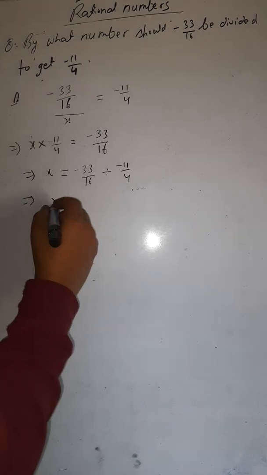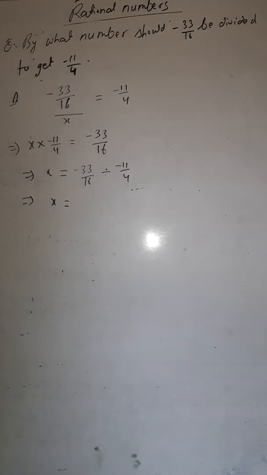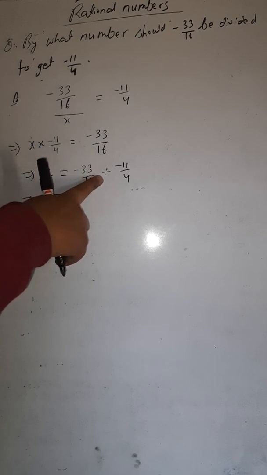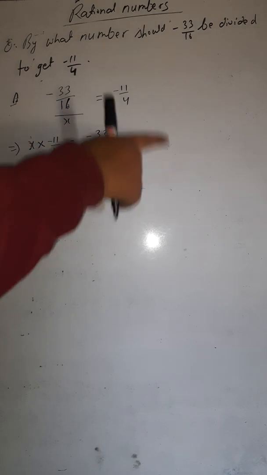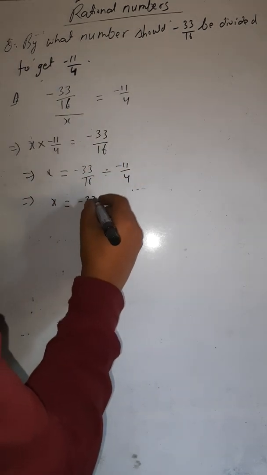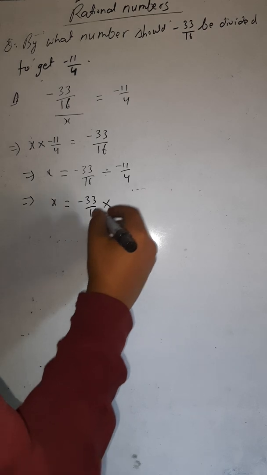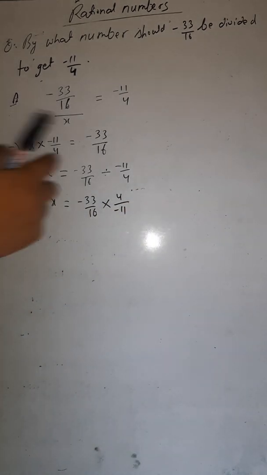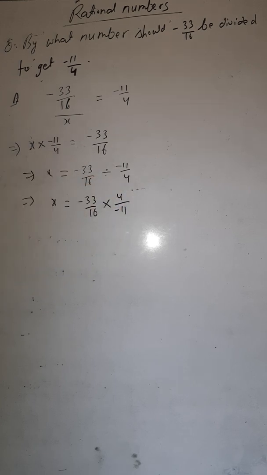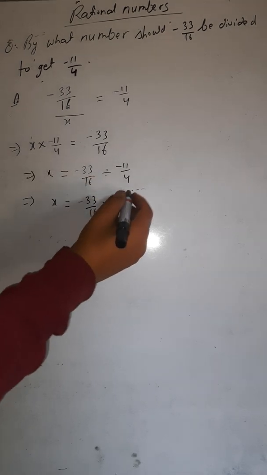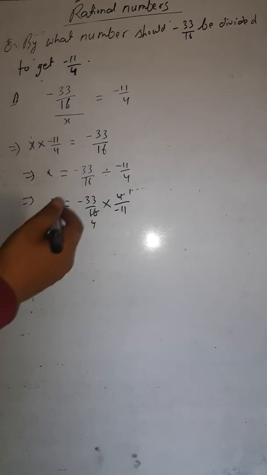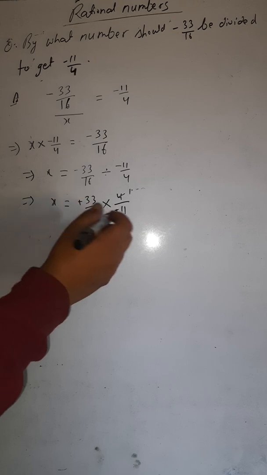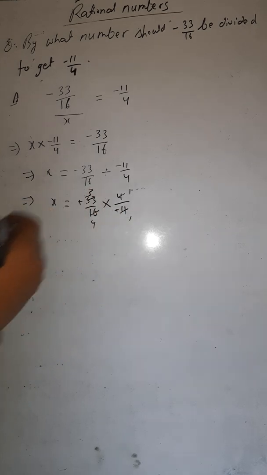Now x would be equal to, you know this, a very easy question. You would change this division into multiplication, and if you are changing it, this would be reversed. So you can write it as minus 13 by 16 multiplied by 4 by minus 11. Getting this? Now you can cancel also. 4 ones are 4 and 4 fours are 16. Similarly here, this minus would become plus. And similarly 11 ones are 11 and 11 threes are 33.